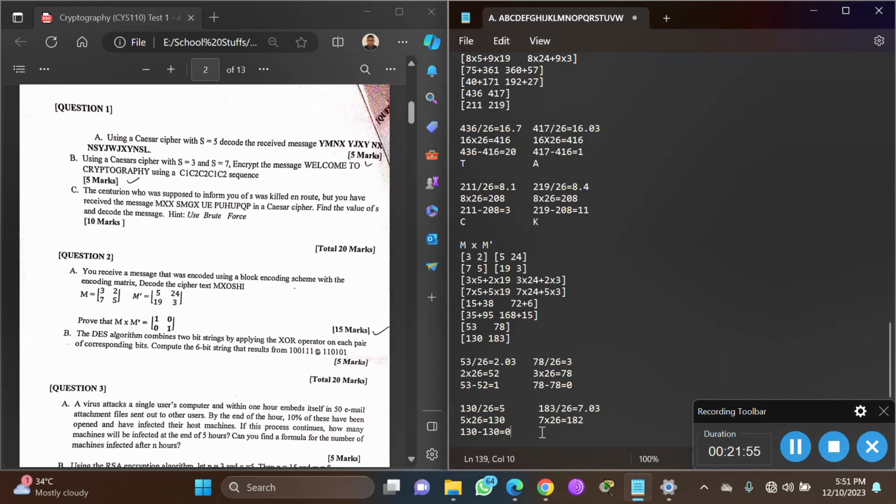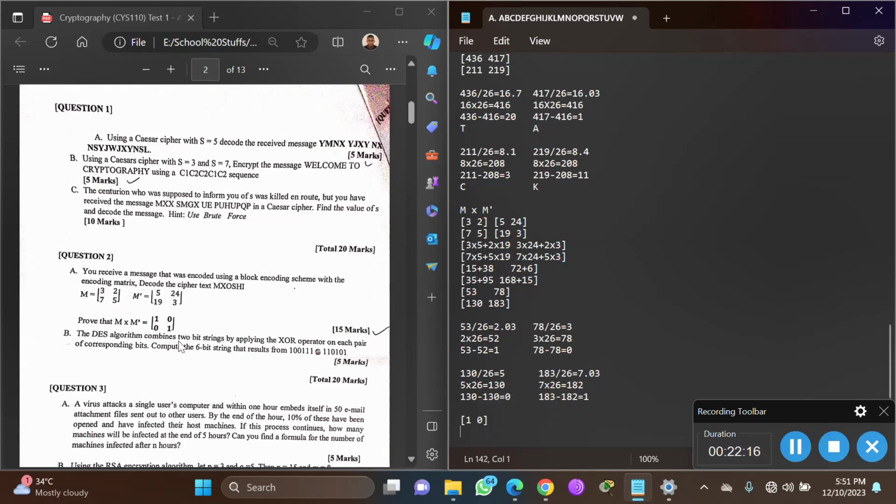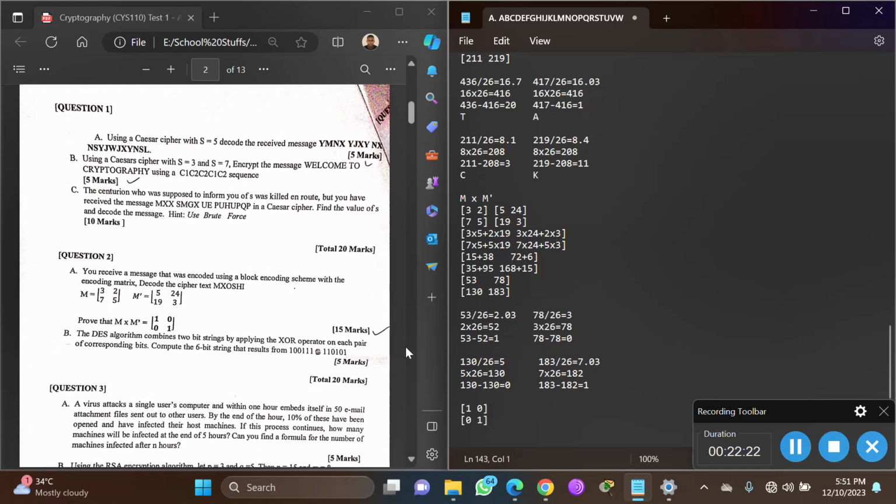Okay, then we have the whole number, which is 183, minus our new answer, which is 182. Then we are getting 1. So we have officially proved that this also is a 1. So it can be represented as a matrix now as 1, then here we have a 0, then down we have a 0 again, and the 1. So we have proved. That's it.